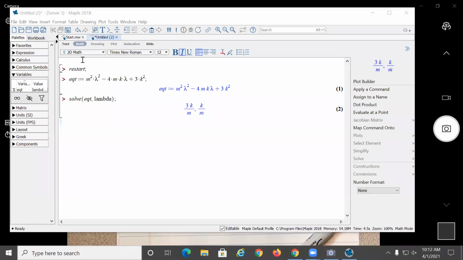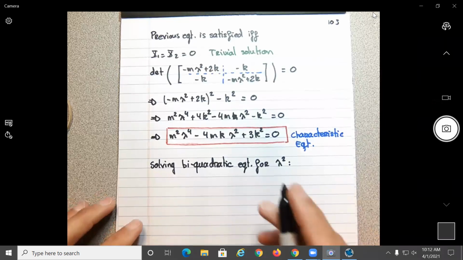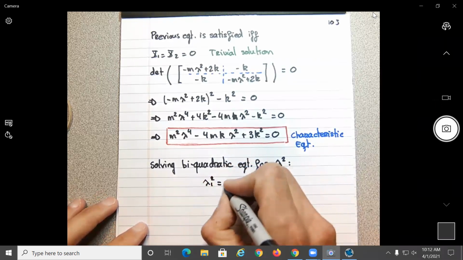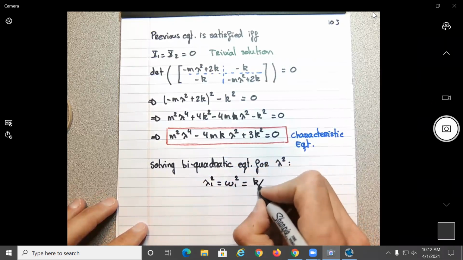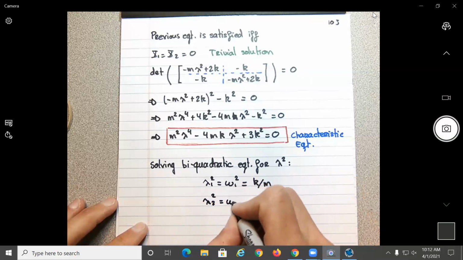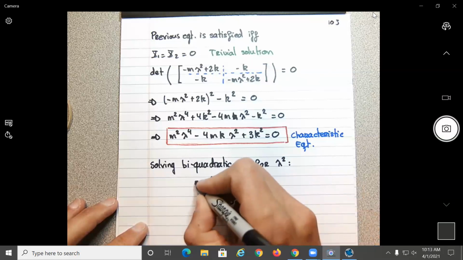Okay, so if you want to do this symbolically, you can use Maple. I just type the equation, but remember this should be to the 4th. But this is basically lambda squared. So we can say that the first root would be, if we start from smaller to bigger, but it doesn't matter, that lambda 1 squared is omega 1 squared. Remember the natural frequency, so this should be k over m. And the second natural frequency, lambda 2 squared equal to omega 2 squared, is 3k over m.